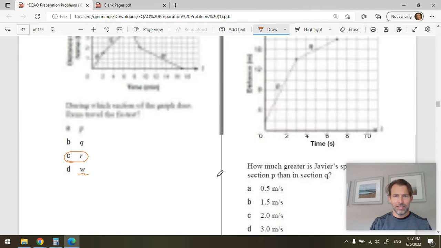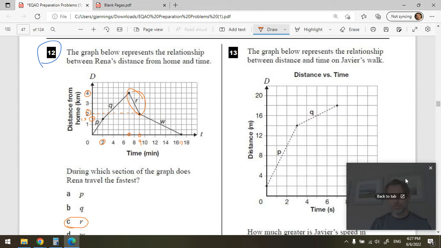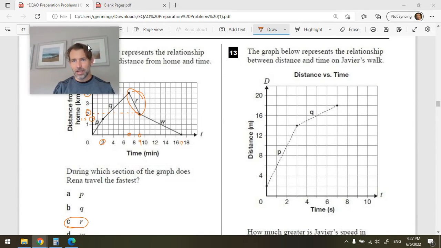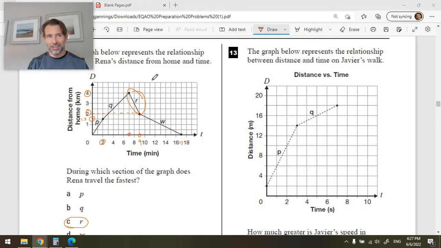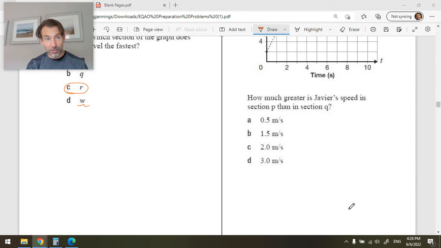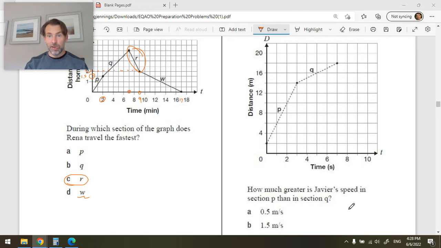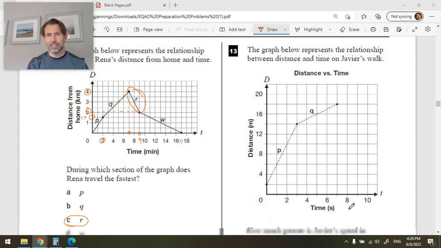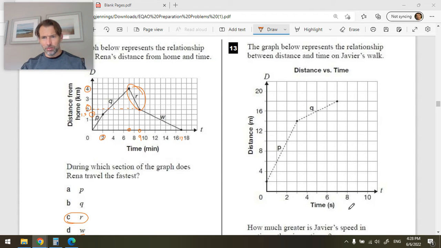Anyway. Let's see. So, the graph below represents the relationship between distance and time on Javier's walk. All right, so let's see what Javier's up to. How much greater is Javier's speed in section P than section Q? Okay, well here we need to figure out his speed. When you say his walk, I think that he's like going on a stroll. But it turns out that this stroll only lasts 7 seconds here. This is when his stroll is finished.